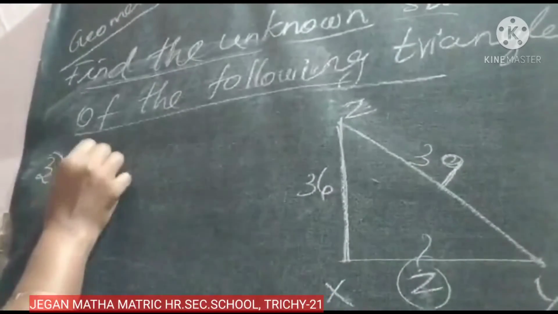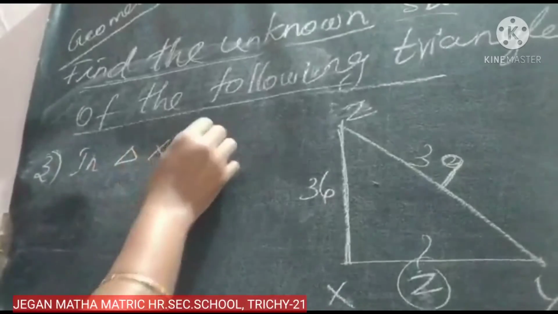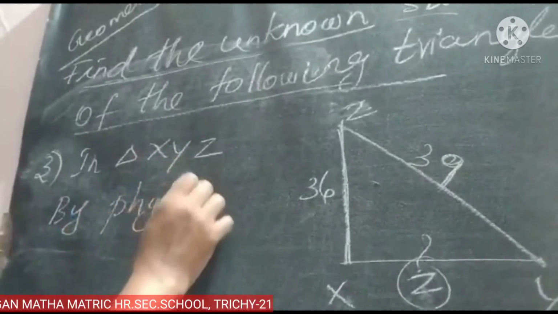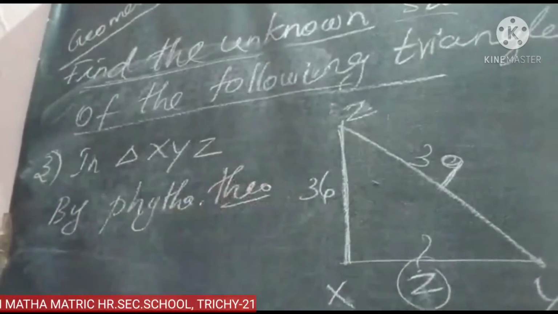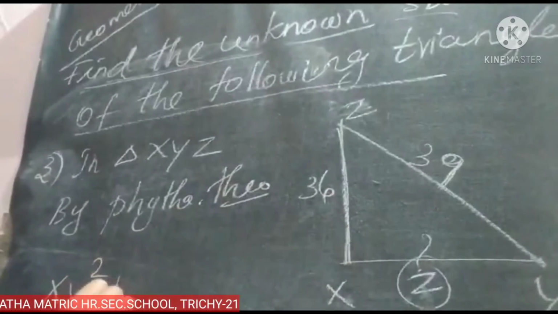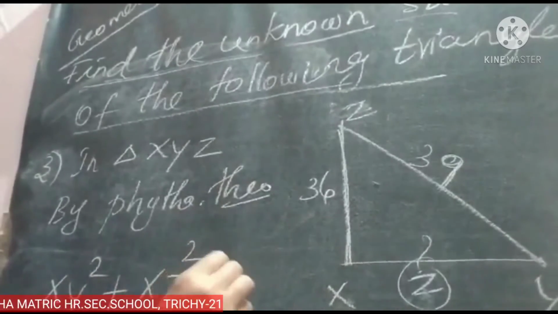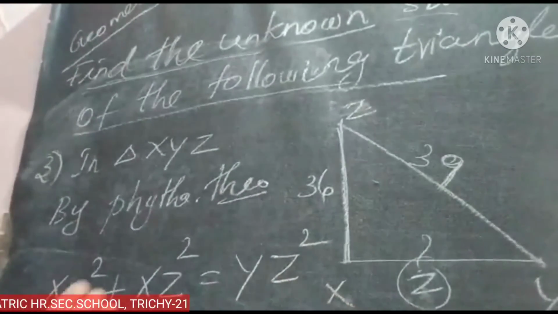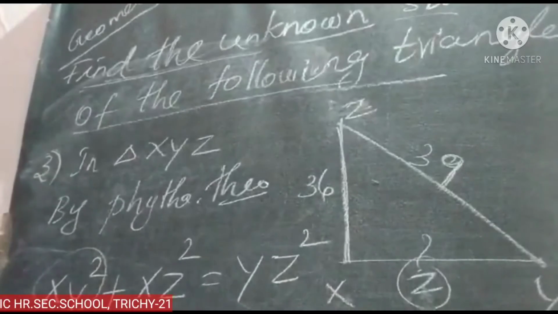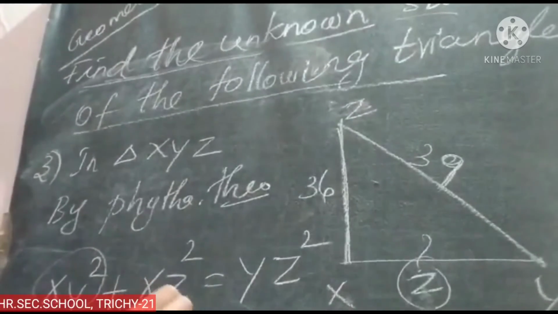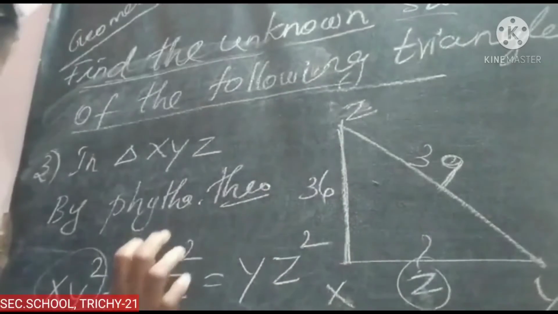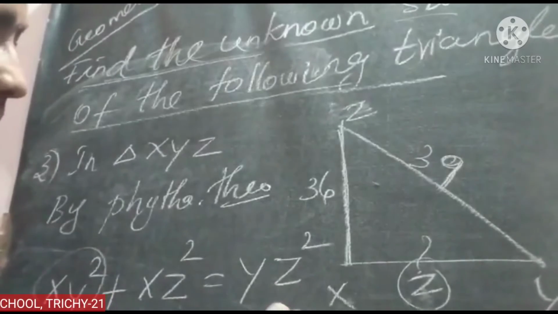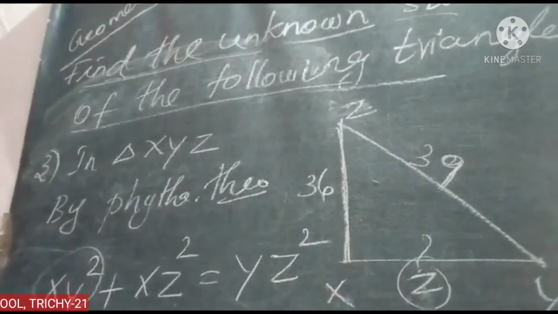So in triangle XYZ, by Pythagoras theorem, apply the Pythagoras theorem. Now that is XY square plus XZ square equal to YZ square. So you want to find out this XY square only. So keep XY square plus XZ square, that is XY square plus 36 square, equal to YZ, 39 square. You have to find out this only.